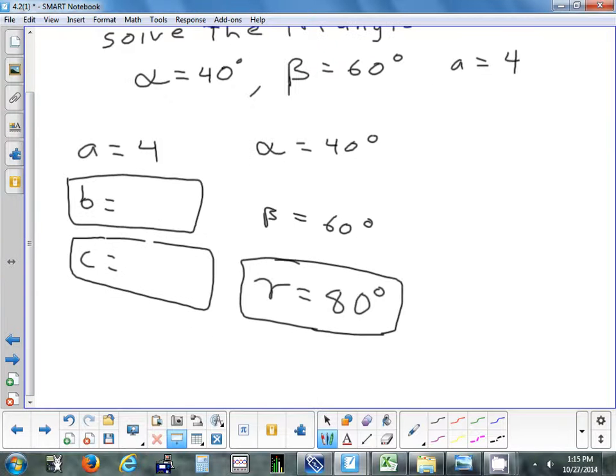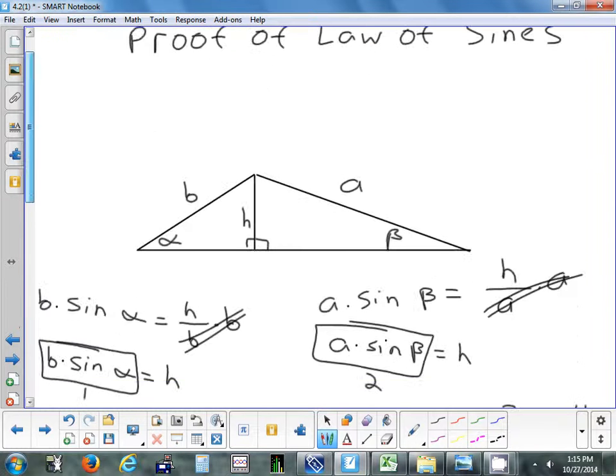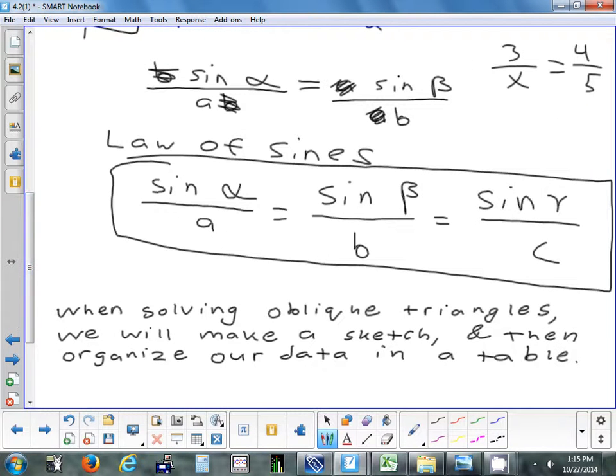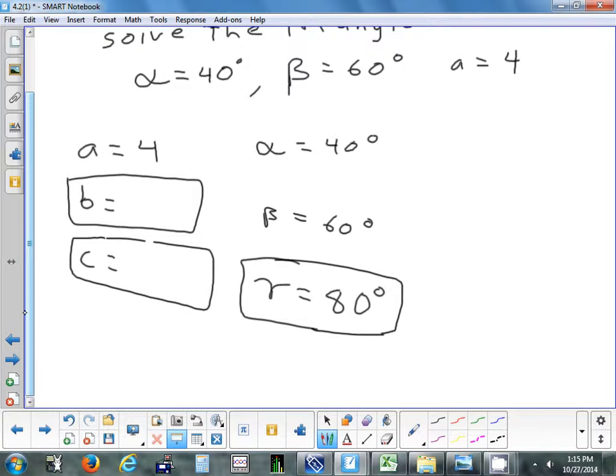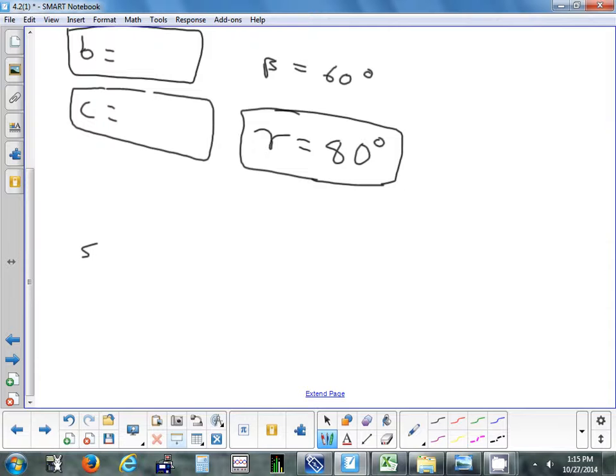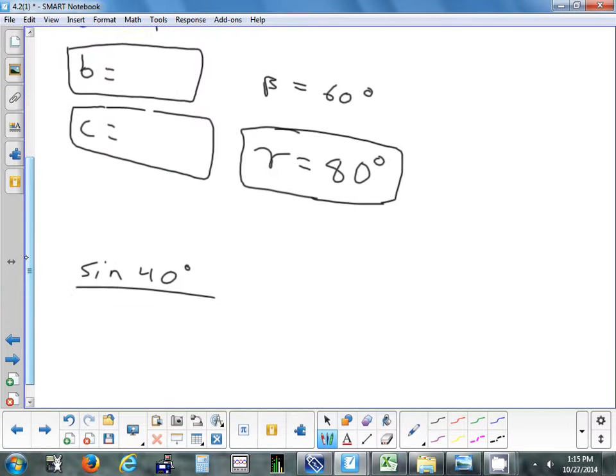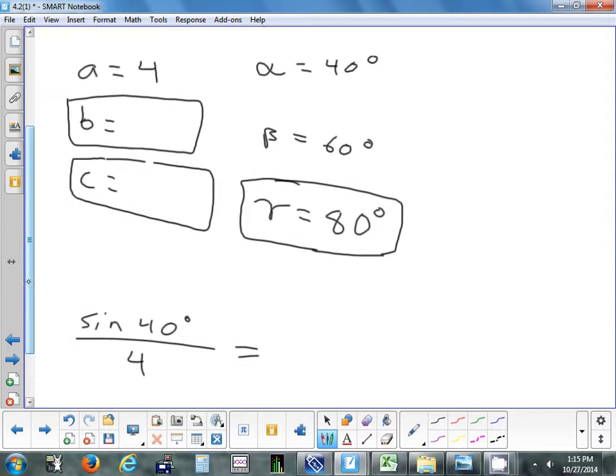First thing I'm going to do is I'm definitely going to use the top row. Why? Because it's complete and both things were given. So let's start by looking at the part that has alpha and A. So sine of alpha divided by A. So in this case, sine of 40 divided by 4 equals, and now I can pick B or C.